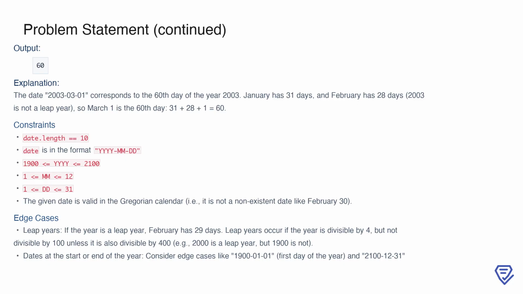Additionally, we must consider constraints for this problem. The input date will always be valid, adhering to the Gregorian calendar. The input format is fixed at YYYYMMDD, and the year will always be between 1900 and 2100.